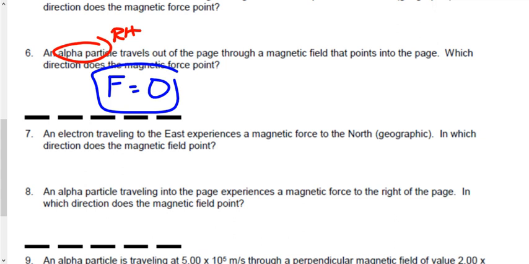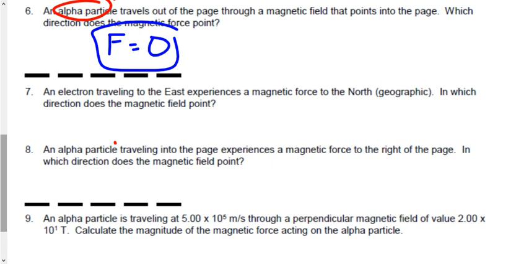Have a look at number 8 now. It says an alpha particle traveling into the page experiences a magnetic force to the right. Which way is the field? I like it when it's the page as a frame of reference because it's well defined. We don't have to visualize north, south, east, west. We've got it right in front of us.